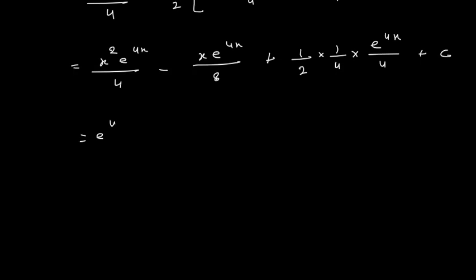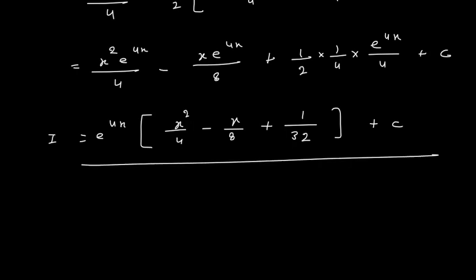So if I take e power 4x common, here inside the bracket we have x square divided by 4 minus x divided by 8 plus 1 divided by 32, plus constant of integration c. So this is your whole answer.